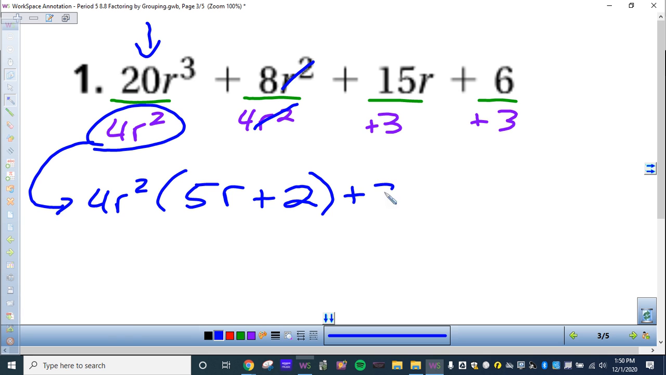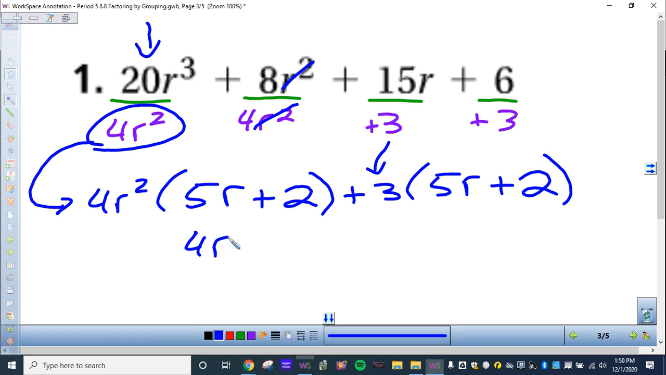So bring down the plus 3. 15 divided by 3 is 5r. 6 divided by 3 is 2. Don't forget to take your little hand raising down. And then your two parentheses are 4r squared plus 3 and 5r plus 2.